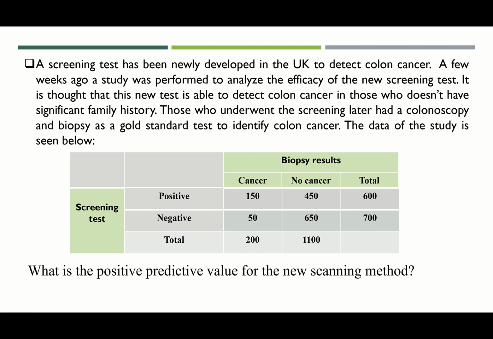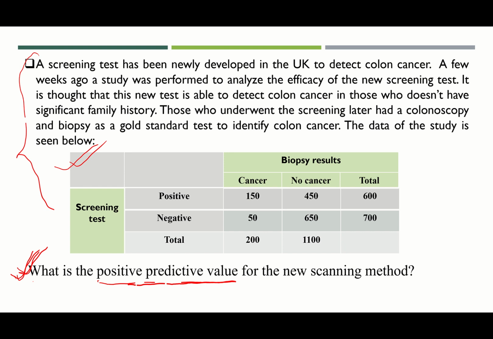To solve any question in your Plabon exam, the first tip is you always start by reading the last line. Always, no matter how big the stem is, how much data is given there, doesn't matter. You always start by reading the last line, because that is the actual question that they are asking you. Like in here, it says, what is the positive predictive value for the new scanning method? So you already know what they're asking. They're asking about PPV.